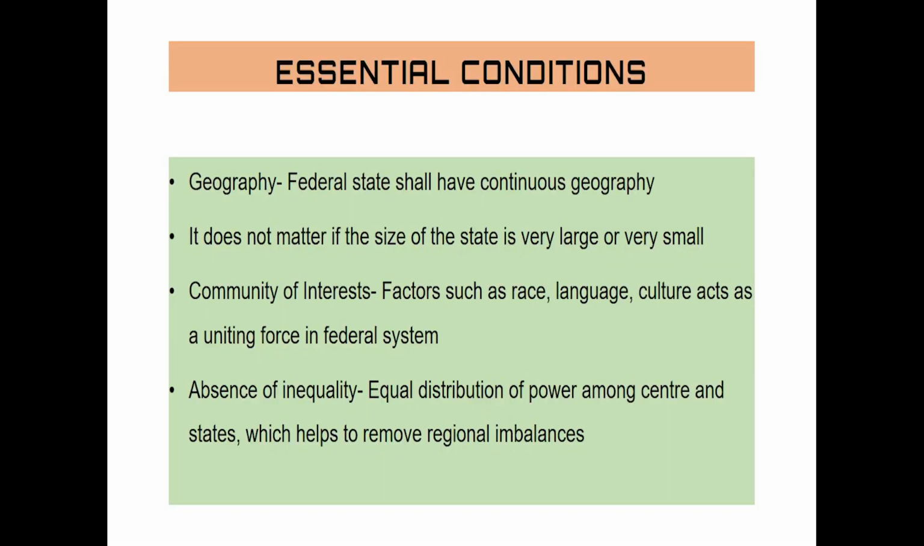Now as we have read, there's a continuous geography and the community of interest that has been considered. This is said to lead to absence of inequality. Now what do we mean by absence of inequality? So absence of inequality means more or less the equal distribution of power from the union to the states.